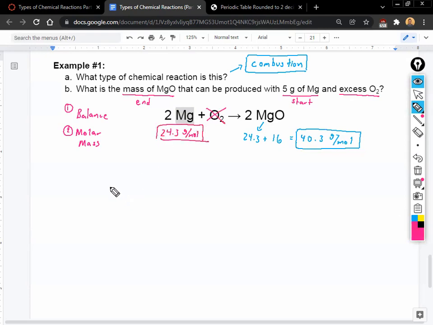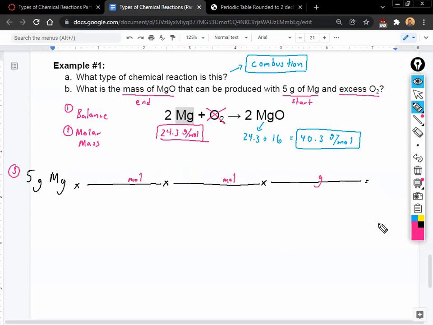Okay. Last step is we want to do the fractions and the dimensional analysis. We're going to write down our starting number, which is 5 grams of Mg. Then we're going to set up 3 fractions like we normally do. On the tops, we're going to do grams, moles, moles, grams. The first 2 fractions have to be about the same chemical, and the last 2 fractions are about the same chemical. So the first 2 are about Mg, and the last 2 are about MgO.